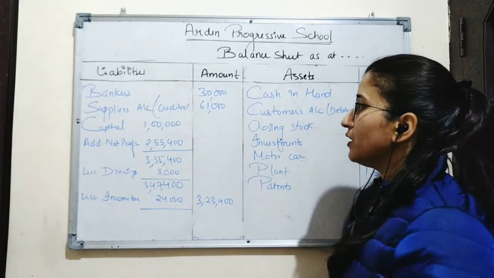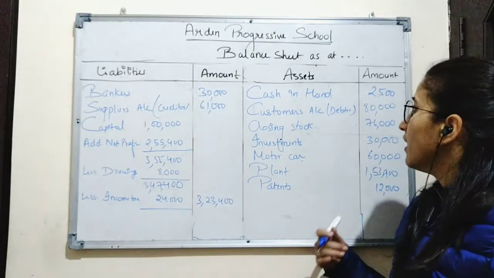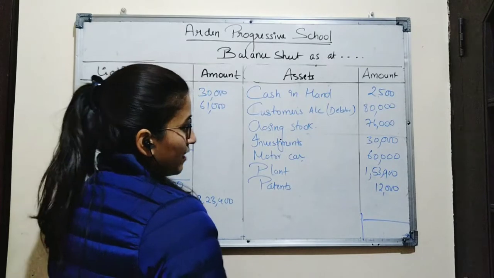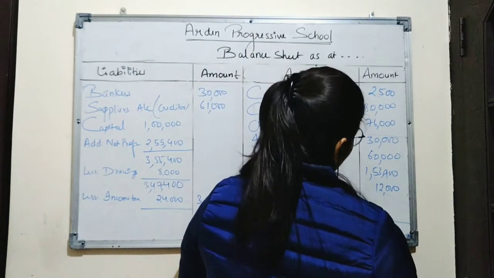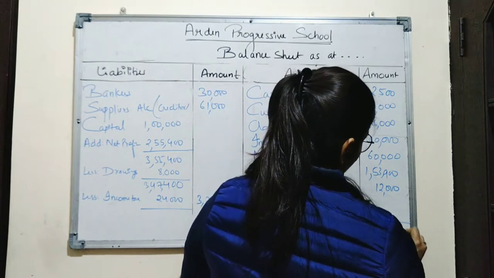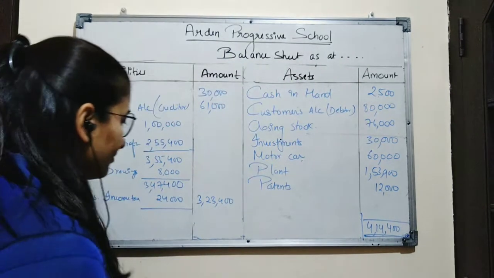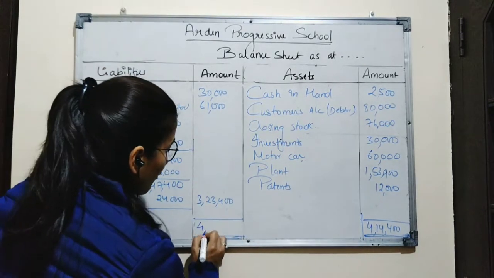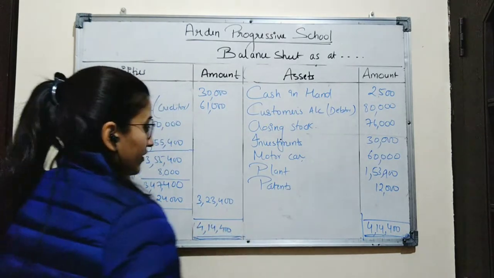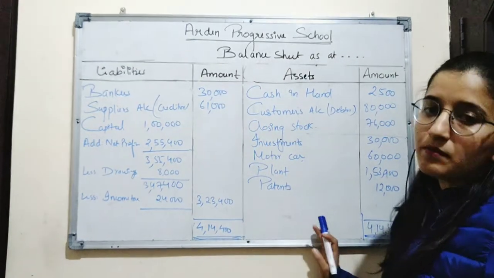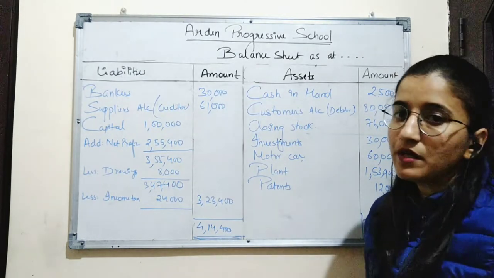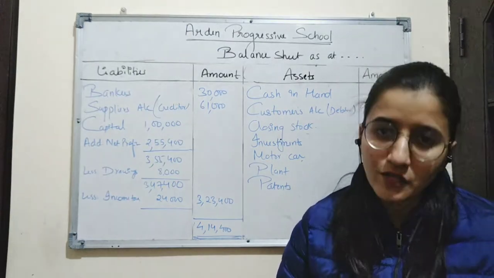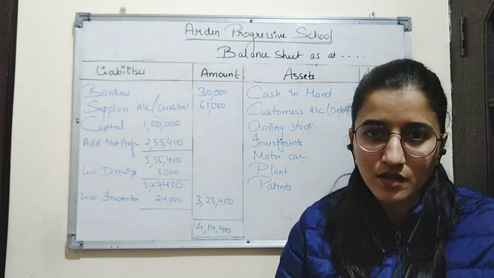So now we will total the amount of all the liability side and asset side. So total of asset side amount will be rupees 4,14,400. By totaling the amount of liability side, we get the same amount, 4,14,400. So here assets and liability side balances are same, which means the balance sheet has been prepared in the correct form. So this is how full-fledged question based on preparing final accounts is solved.